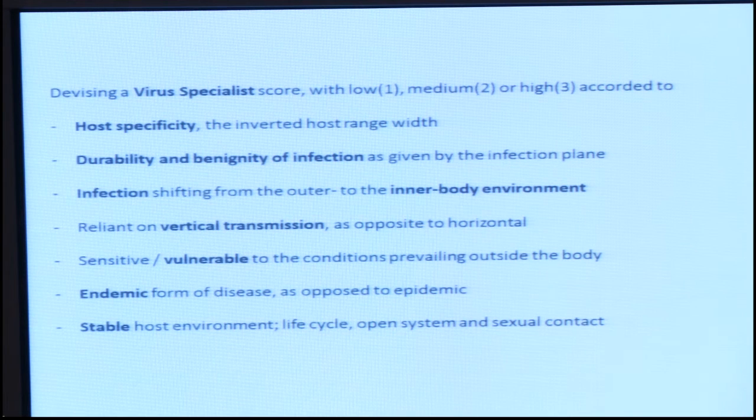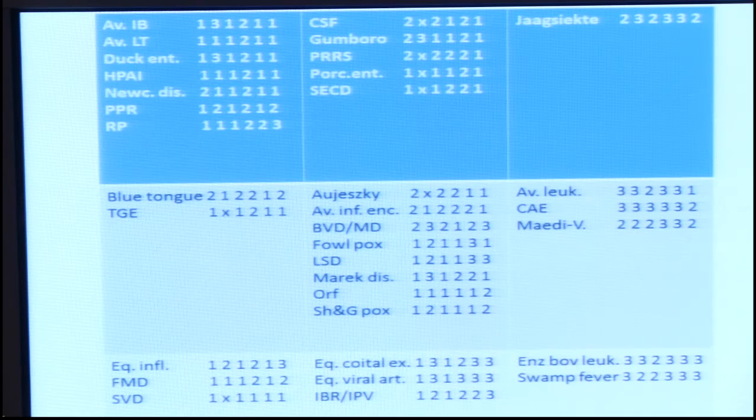And then the score was semi-quantitative, low, medium, high, 1, 2, or 3, with 3 meaning probably more of a specialist. And then putting these scores back in the infection plane, we see a lot of number 3s aggregating in the right bottom corner. Now, let us revisit some of the infections.